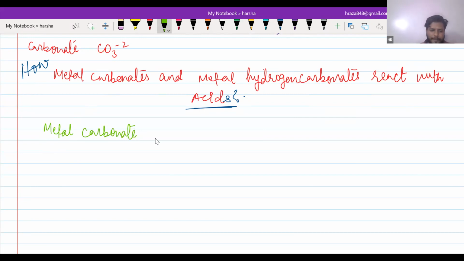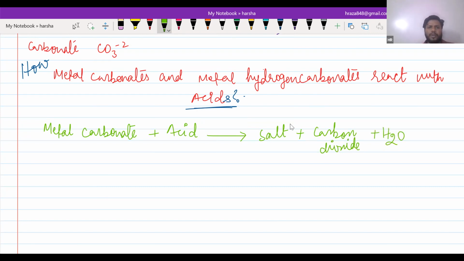So whenever metal carbonate reacts with an acid, it will form salt plus carbon dioxide plus water. What is metal carbonate? There will be carbonate and it will be associated with a metal.